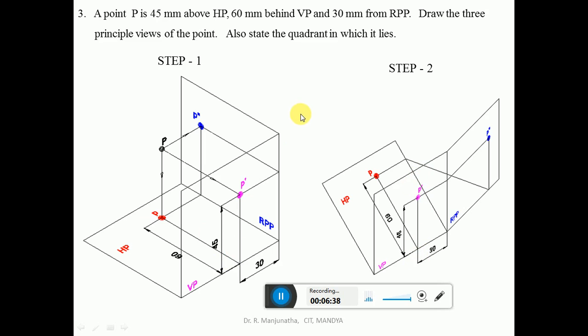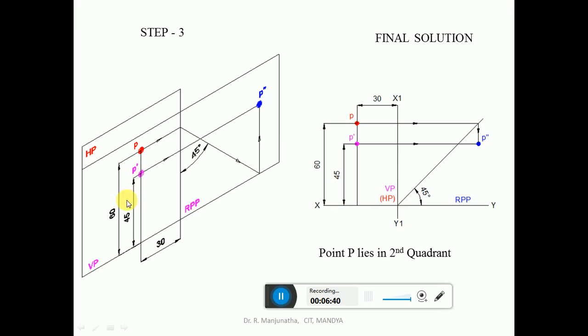That is evident from step 3. So we can see here in step 3, both P dash and P will be on the same line. The distance with respect to the profile plane, that is behind RPP 30 mm, is taken on both the vertical plane as well as the horizontal plane. So the HP is the one which is rotated, and correspondingly, all the images on the respective planes have also been rotated.